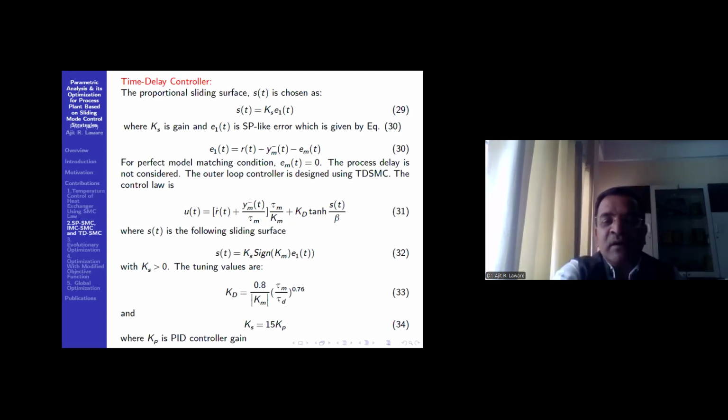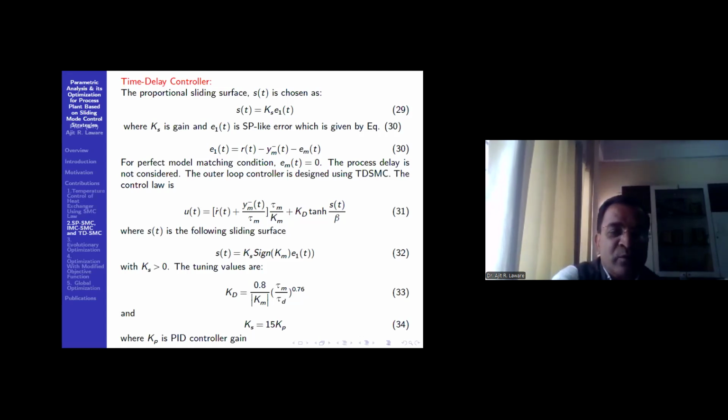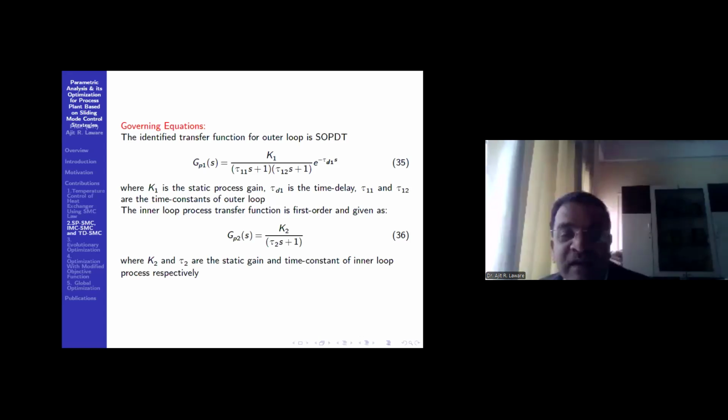The control law is represented by equation 31, where S of t is given by Ks Sgn of Km E1 of t, and the remaining Kd and Ks are given by equations 33 and 34, where in this relation Ks equals 15 Kp, and Kp is the PID controller gain. These are the governing equations for the outer loop. As I told you earlier, the outer loop I have considered as a SOPDT. Later on, this SOPDT has been further reduced to the FOPDT and all that.